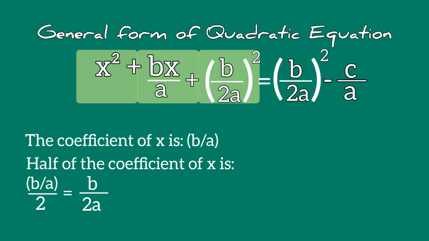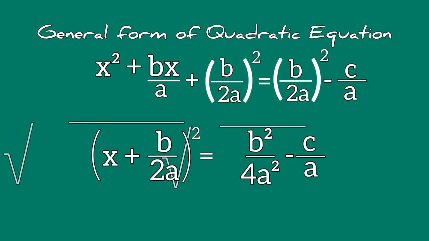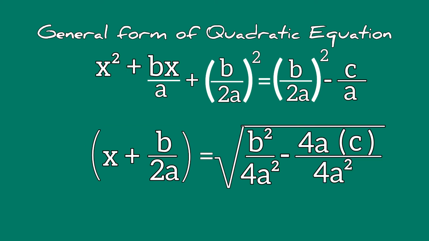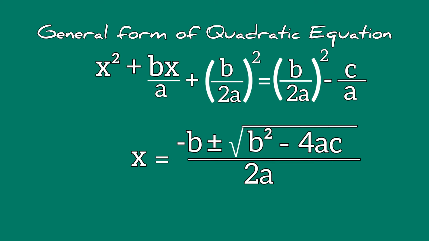Now, the left side is a perfect square. We can then factor it as shown. Then we take the square root of both sides. Simplifying, we have. Then we just transpose b over 2a to the other side and change its sign into negative. We then have our quadratic formula.